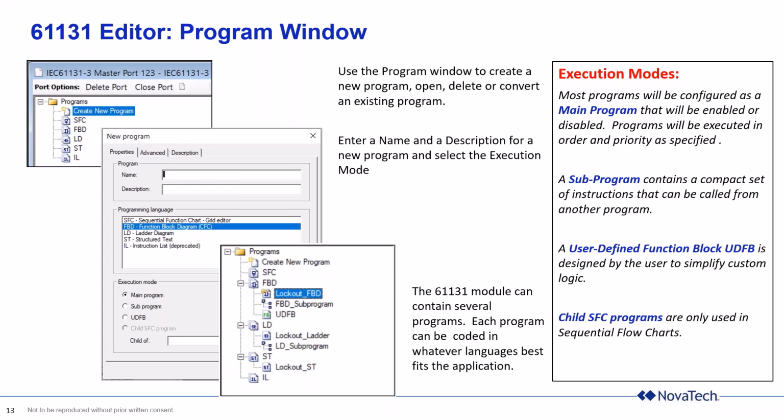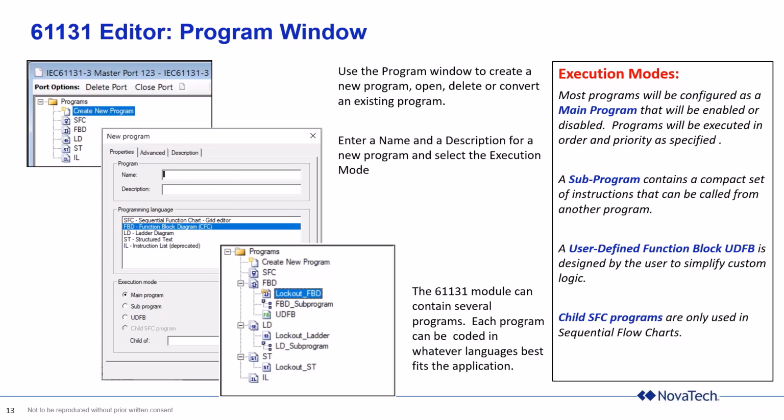In the program window, you can create a new config file. You click on create a new program, and it pops up the new program window. That's where you put the name of the config, the name of the program. And you could choose function block, ladder logic, structured text, or whatever you're looking for. By default, it starts with FBD or function block diagram. And the execution mode is main program, which is what you use most of the time.